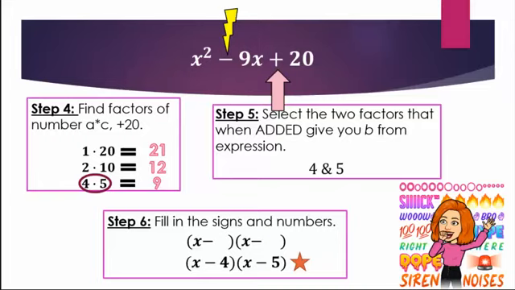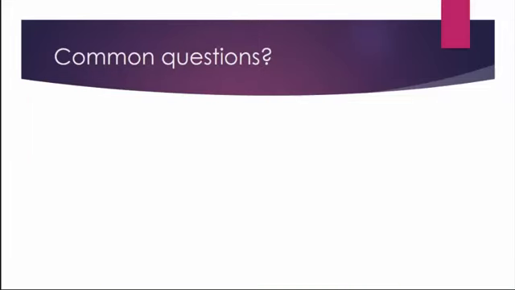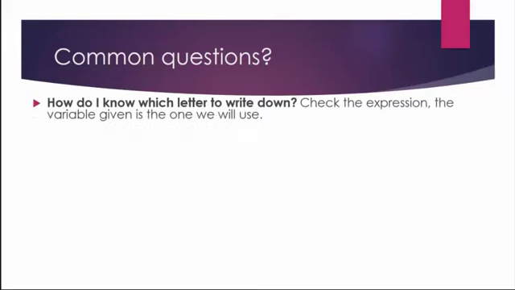So, common questions that we sometimes are always wondering, because this topic might be a little bit more challenging than others. So here are the common questions that we do get. How do I know which letter to write down? All you have to do is check the expression. If your variable is an A, you're going to use an A. If your variable's a W, you're going to use a W. If it's an X, you're going to use an X. So we check the expression. The variable given is the one we will use.